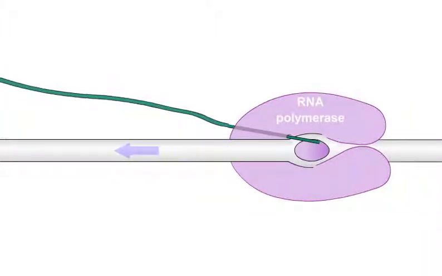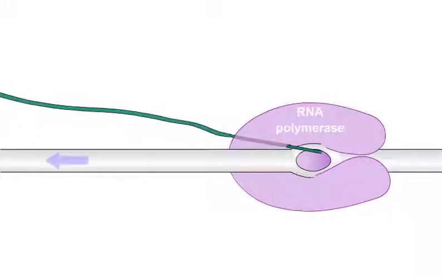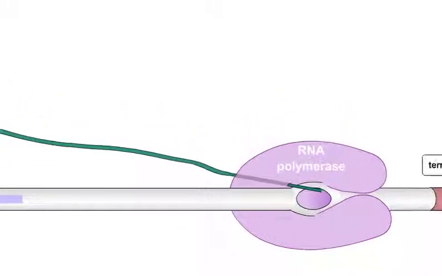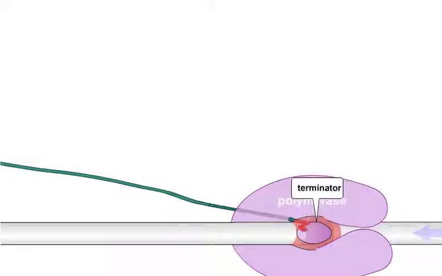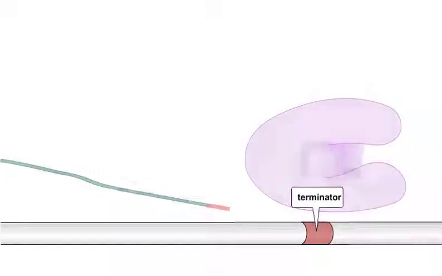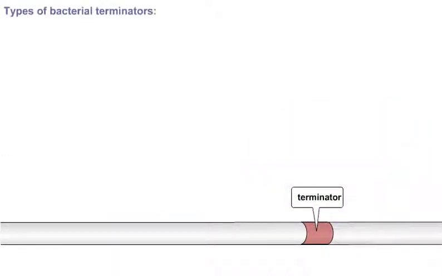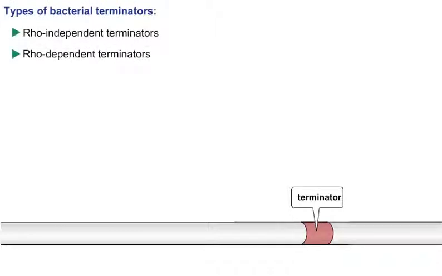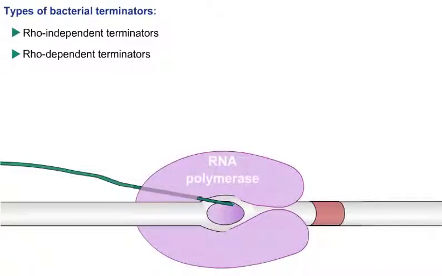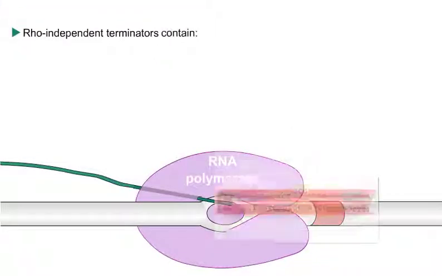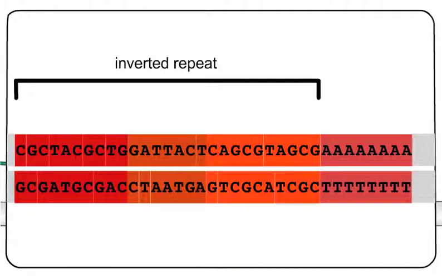Sequences called terminators trigger the elongating polymerase to dissociate from the DNA and release the completed RNA chain. This animation describes bacterial transcription termination. Bacteria have two types of terminators, Rho-independent and Rho-dependent. Rho-independent terminators, also called intrinsic terminators, consist of two sequence elements, a short inverted repeat of about 20 nucleotides and a stretch of about 8 AT base pairs.